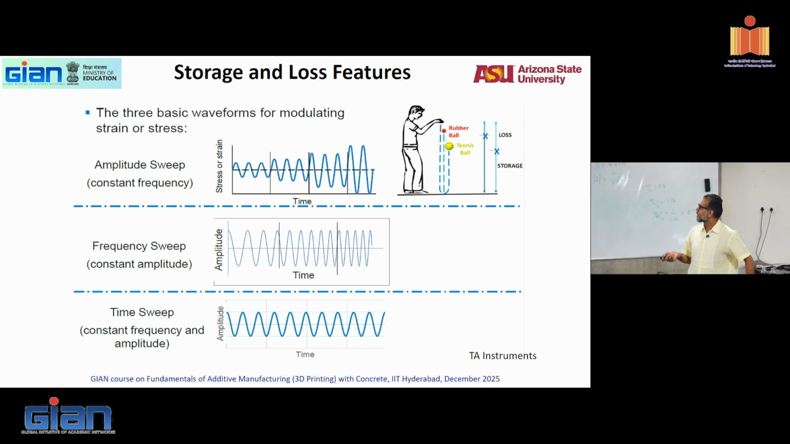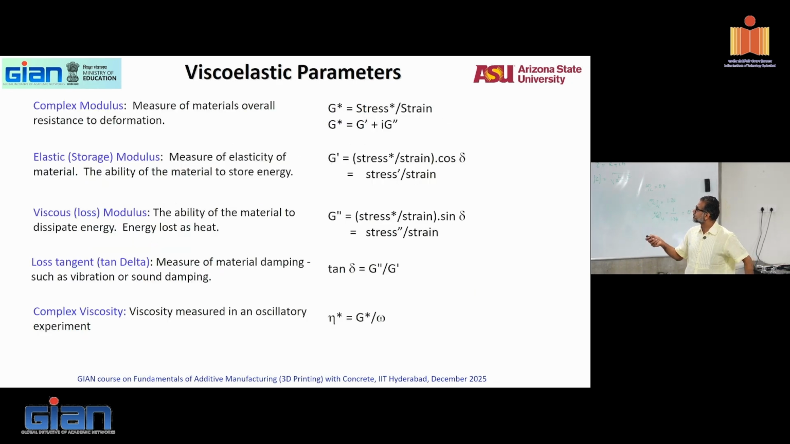Same idea here. So complex modulus, complex stress over strain, is written as storage modulus plus the imaginary component of that, which is the loss modulus. And tan delta is the loss modulus over storage modulus, and then there is complex viscosity, measured in an oscillatory experiment. So again, this is oscillatory.